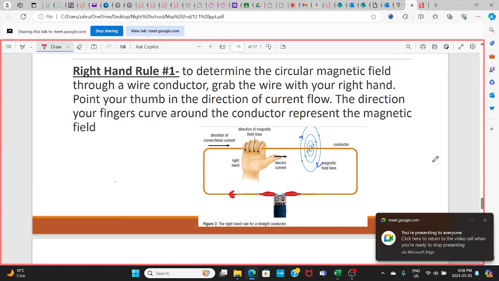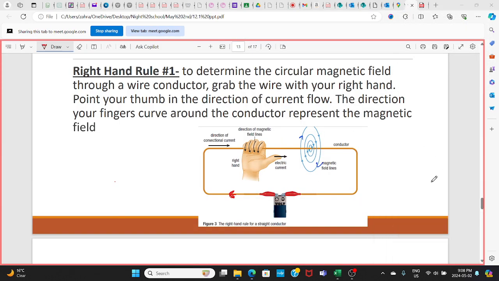Everyone got the right hand rule? Please, if you don't, you can open your mic to speak to me. Everyone got that rule? I hope so.